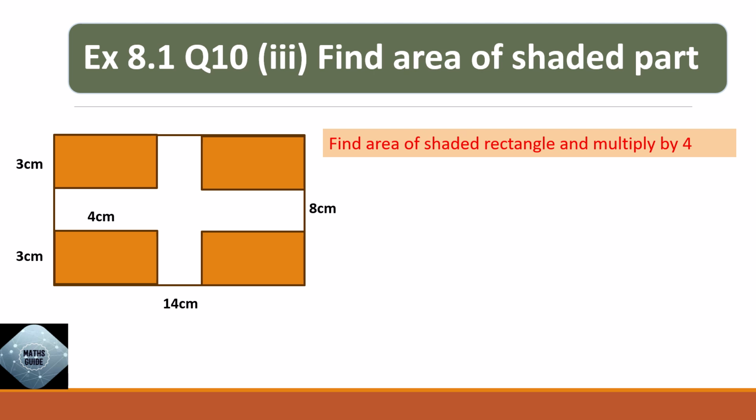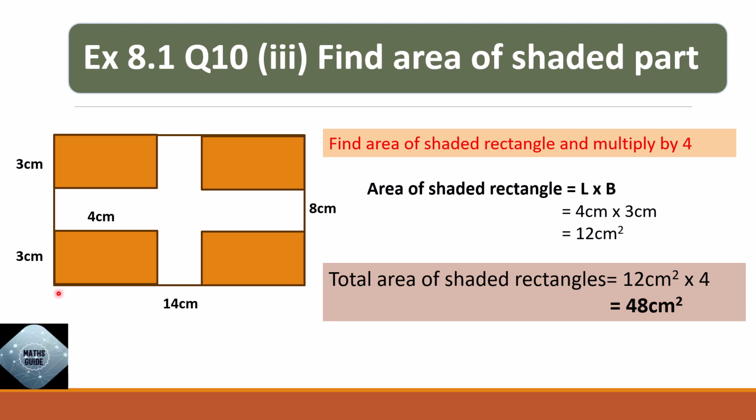The two dimensions of this small rectangle are 4 centimeter is the length and 3 centimeter is the breadth. So let's find out its area. So the area of the shaded rectangle is 12 centimeter square. Now we will multiply the area of one rectangle by 4 to get the complete area of 4 rectangles, which are the shaded portion. The total area of shaded rectangles can be found by multiplying the area of each rectangle by 4. So 12 centimeter square into 4 is 48 centimeter square.